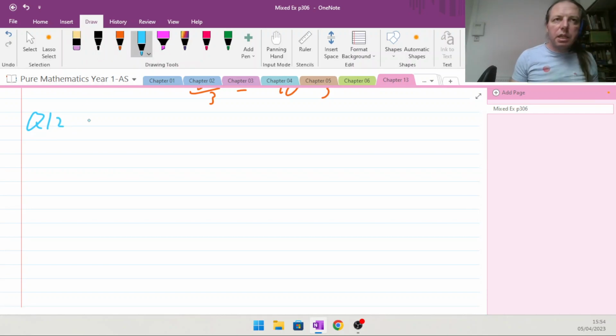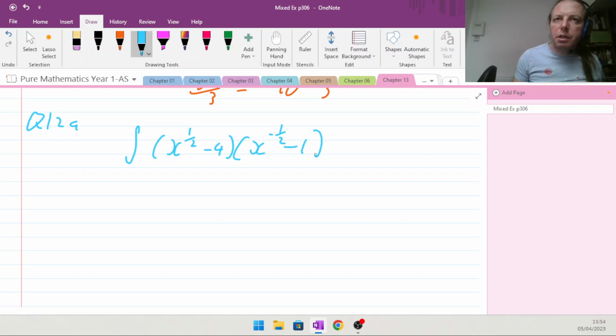Alright, find the integral of, what's that say? x to the half minus 4, x to the minus a half, minus 1, dx. Looks a bit intimidating, but all we have to do is multiply it out. Okay, so multiply it out to get ourselves, in essence, a quadratic, if that makes sense.